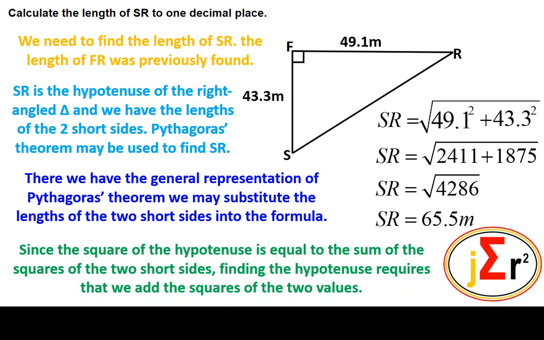Since the square of the hypotenuse is equal to the sum of the squares of the other two sides, or we may say the two short sides, finding the hypotenuse requires that we add the squares of the two values. And sometimes the examiners might give you a problem which requires that you use a subtraction sign here. Of course, we have handled those in Richard James Mathematics Resources. It is upon us to know the difference and apply the correct version of Pythagoras Theorem under the particular circumstance.